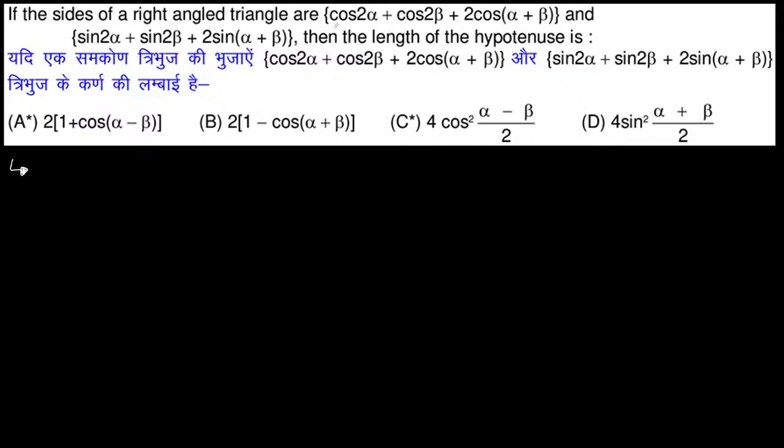In a right angle triangle, these are the sides of the triangle. Then the length of the hypotenuse is the square of this plus the square of this.